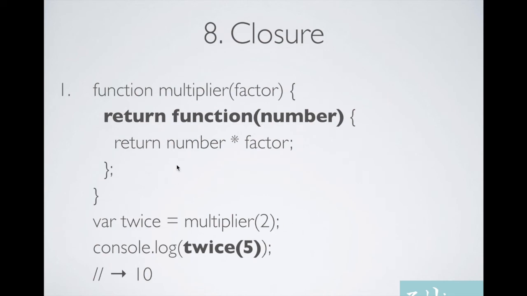So just like the previous example, actually when we finish this line, twice equals multiplier, the function multiplier is already done. Factor should be destroyed, but you can still refer to factor within the function twice. That's the idea of closure.